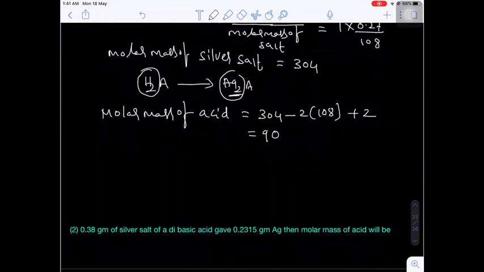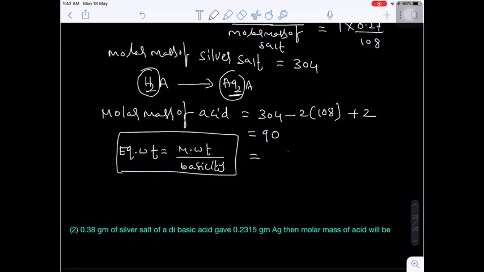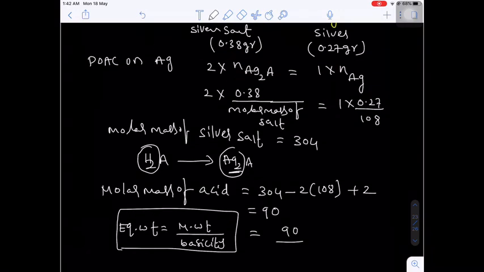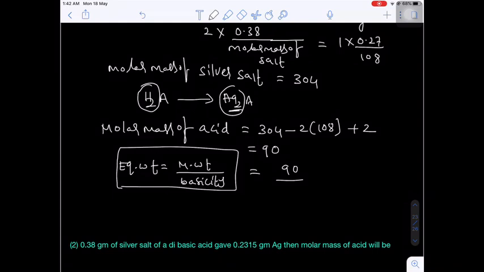Suppose in the question, if the question is to find the equivalent weight, then how can we find it? The equivalent weight will be equal to molecular weight by n factor. We know the n factor for the corresponding acid is its basicity. Molecular weight 90. How to know the basicity? In the question it is given, it is a dibasic acid. That means n factor is 2. So writing n factor 2, it will be 45.